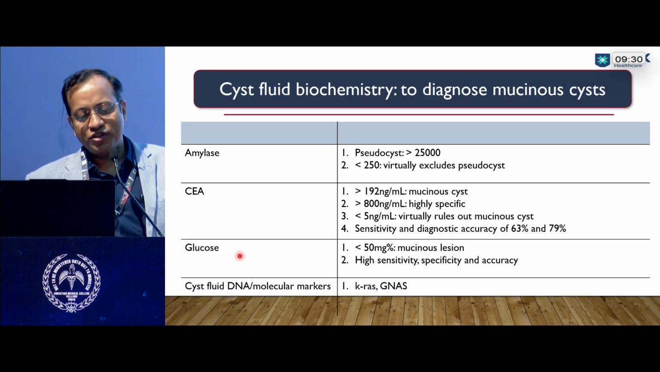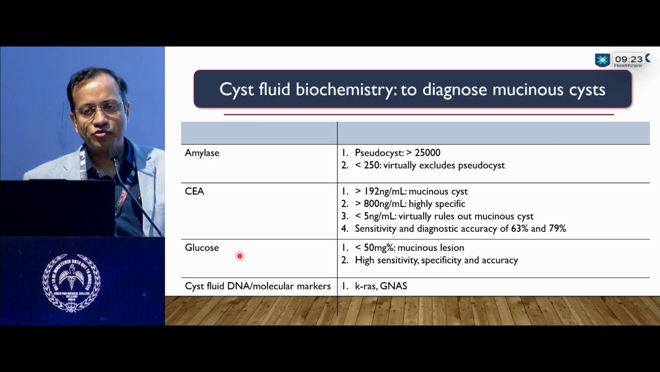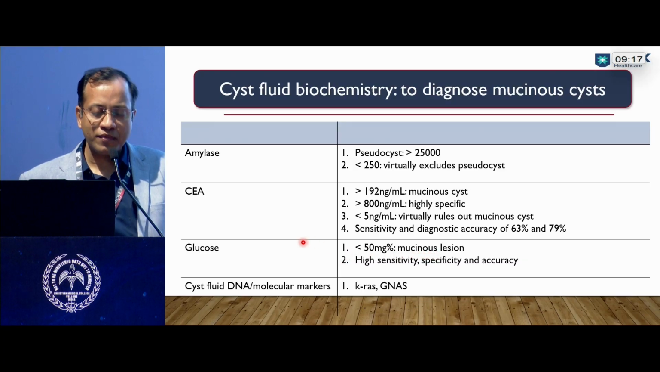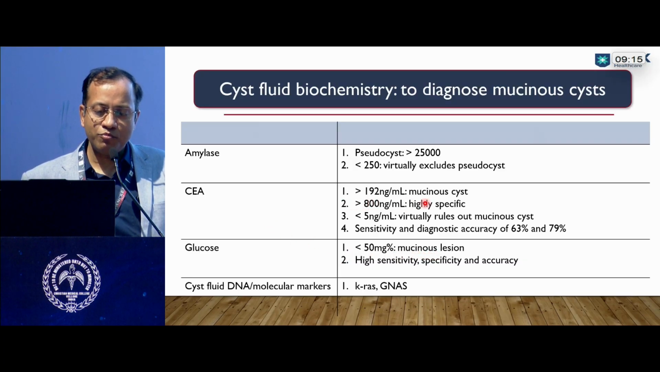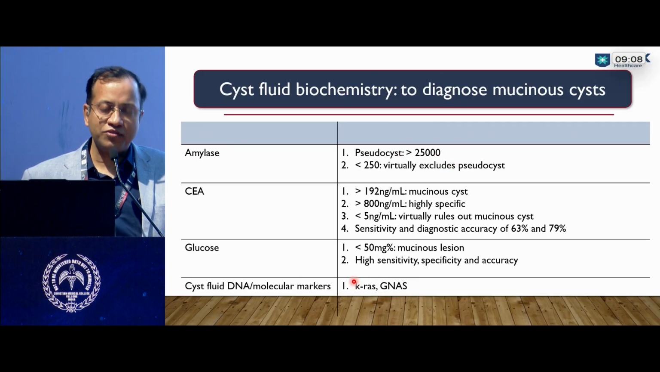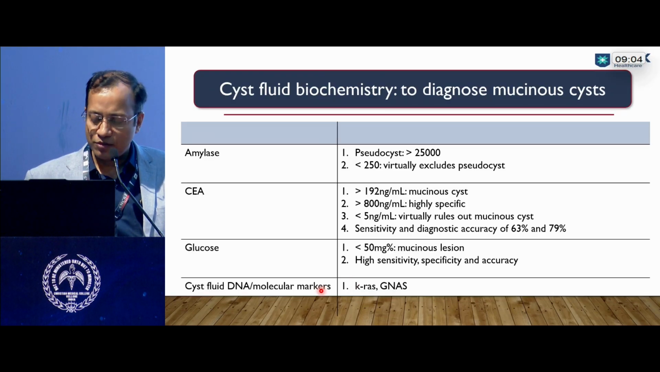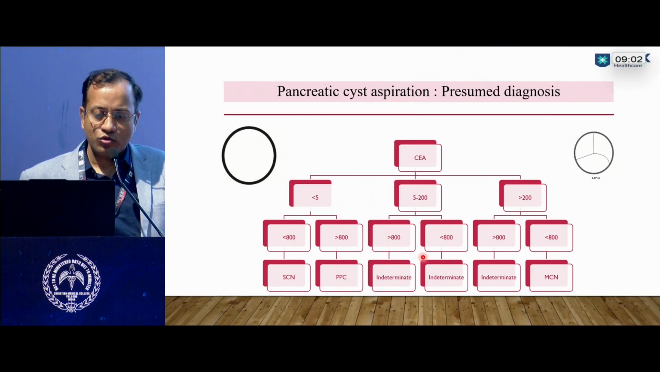If the level of glucose is low, it indicates a mucinous cystic neoplasm. Mucinous neoplasms have active cells, so they will consume glucose and the glucose level will be low in these patients. So it's a bedside test that can easily diagnose a mucinous neoplasm. CEA level will be high in the mucinous cyst and amylase will be very high in patients with a pseudocyst. And KRAS and GNAS can be done. If they are positive, they suggest a mucinous neoplasm and there is a high risk of dysplasia in these patients.